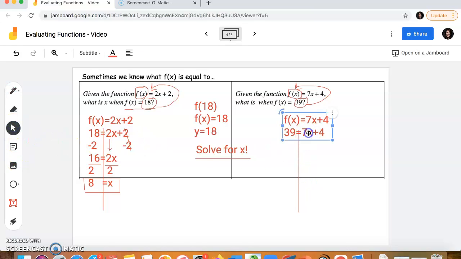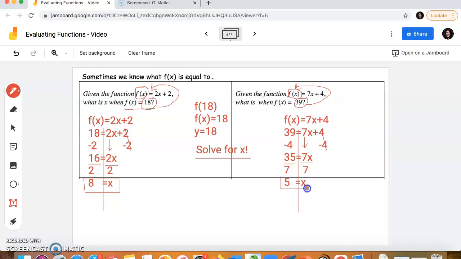To solve it, we want to subtract the 4 from both sides. And that's going to be 39 minus 4, that's 35. We're going to bring down our 7x. And then notice how on the right side, 4 minus 4, that's 0, so it crosses out. Now, to solve for x, we want to divide both sides by 7. And that's going to get me 5 equals x. So our final answer is x equals 5.